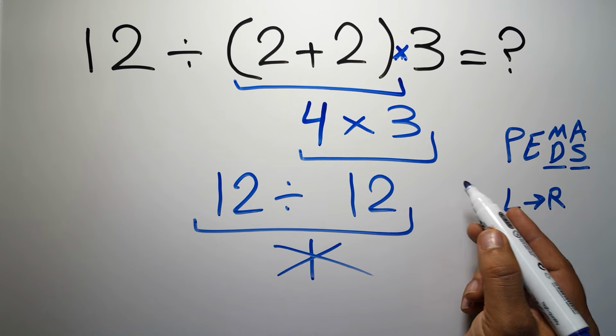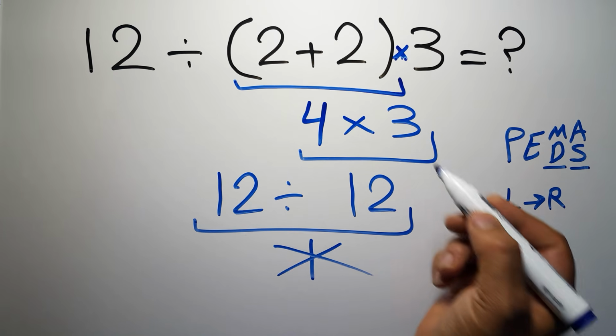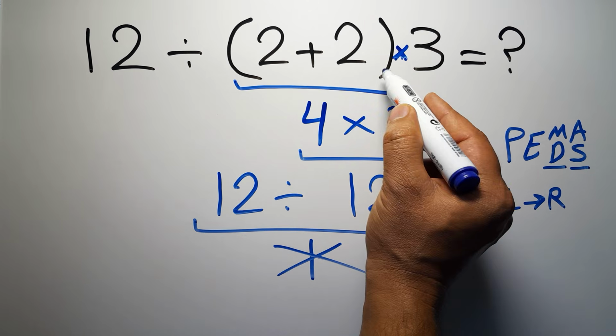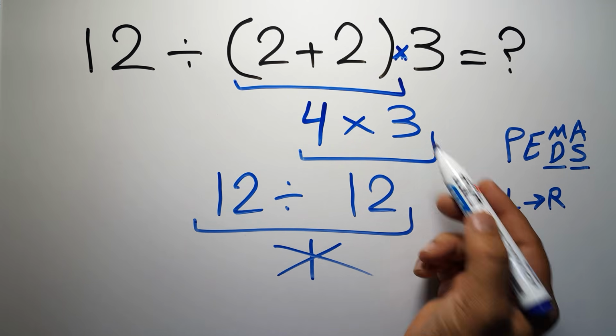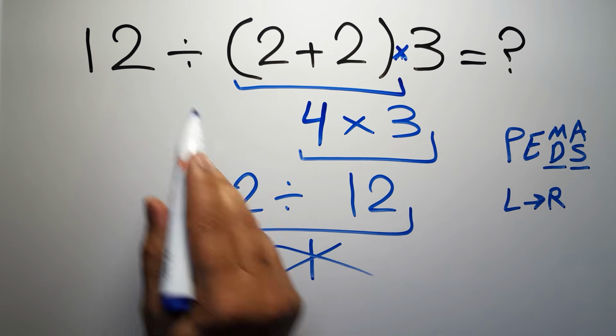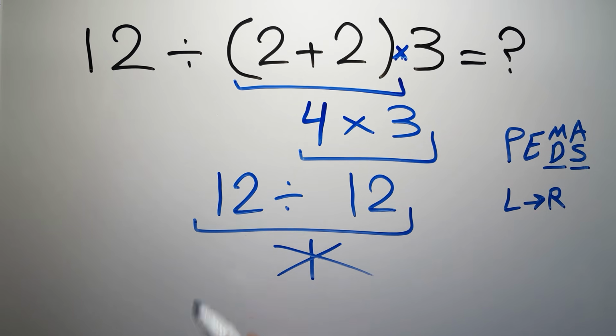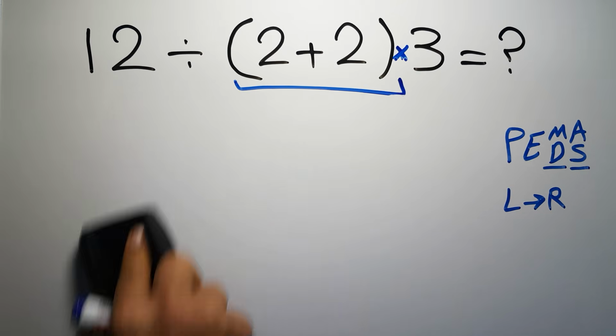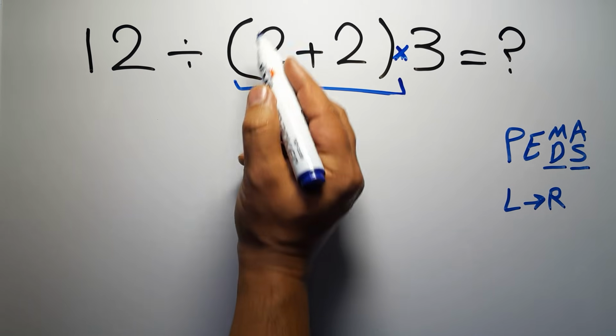Okay? So, according to the PEMDAS, first we have to do this parentheses, then this division, and finally this multiplication. If we do this multiplication before this division, it is wrong. So first we have to do this parentheses.